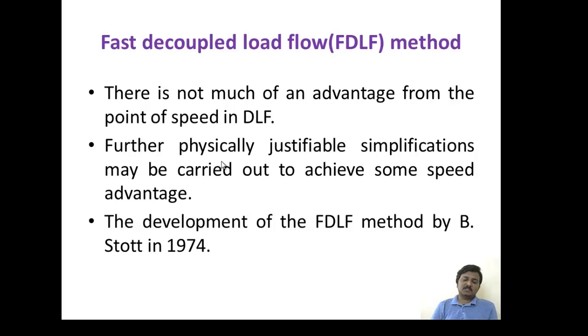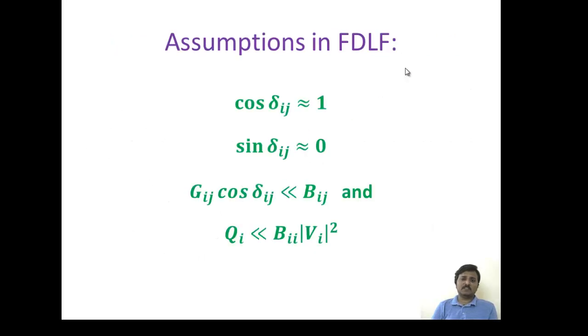If we make those assumptions, that method is called the fast decoupled method. We assume some more assumptions to make the decoupled method very fast, which is why it is called the fast decoupled method. It was also introduced by the same scientist, in 1974, with a one-year gap. So what are the assumptions in the fast decoupled method? Let us see.